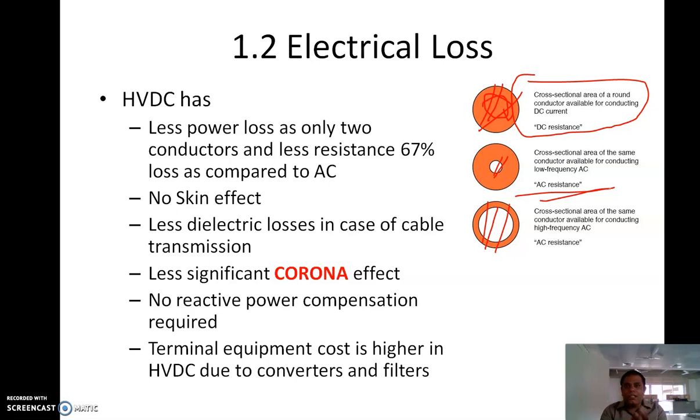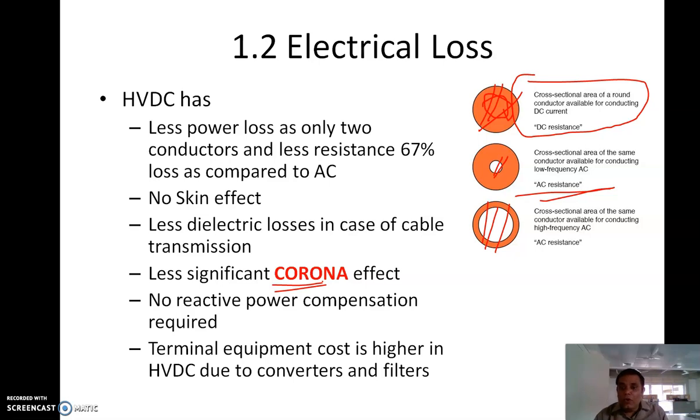One conductor is less, that's why the losses are less, and there is a less significant corona effect. Now I'm not talking about the COVID-19 guys. You know this corona is a high voltage phenomenon, and this effect is also pretty small in the HVDC system. The significance is very less, so losses are less.